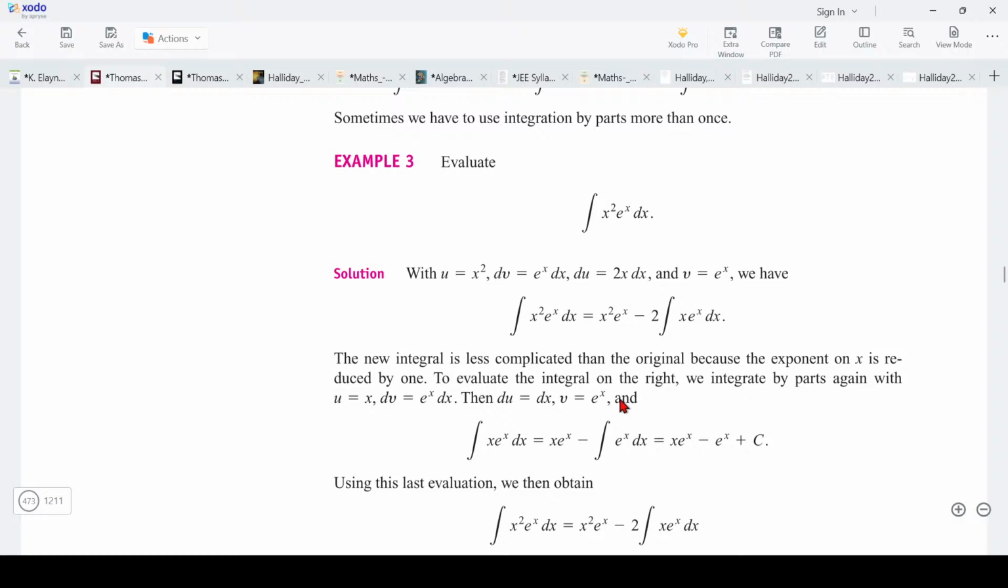Got it? X e power x. Not yet, sir. Just try. You should get this one. Then you will just replace this with this. That's it. No, sir, I didn't get it.